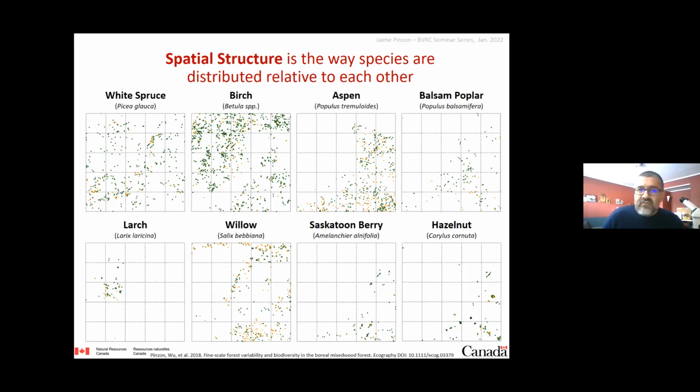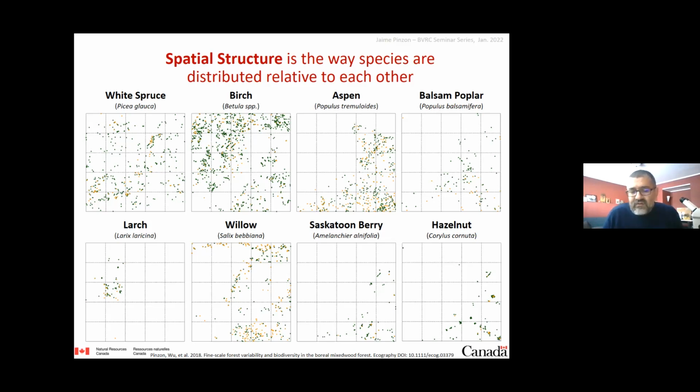Some species like white spruce or birches are widely distributed throughout the plot, whereas there are other species that have a much more discrete distribution, particularly larch, where you can see there's a very, very tiny pocket of larch in there. And then you can start asking yourself, well, why is larch occurring only on this part of the plot and not anywhere else?